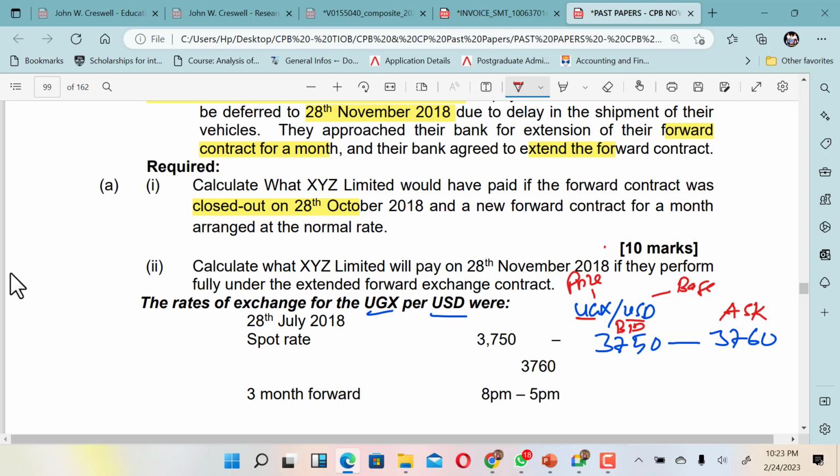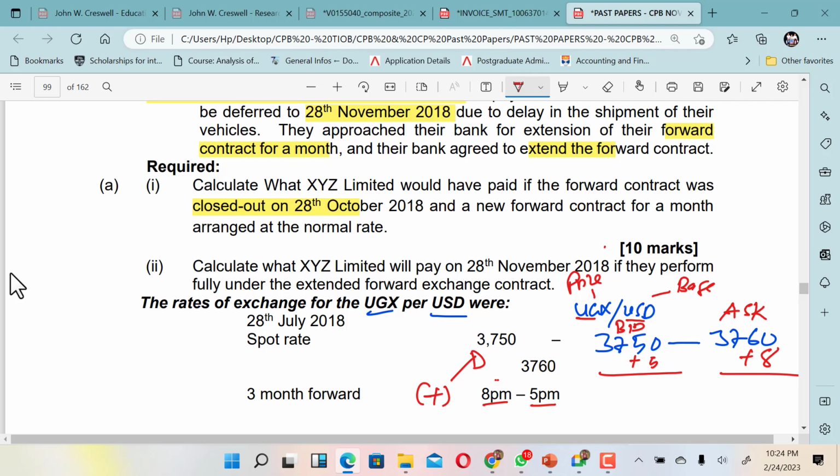3 months forward, we're given 8 and 5 premium. Under that quotation, premium are supposed to be added to the spot rates. Now, the highest premium is going to be added on the selling, so that selling will continue to be high, whereas the lowest premium is going to be added to the buying, so that buying will be low.